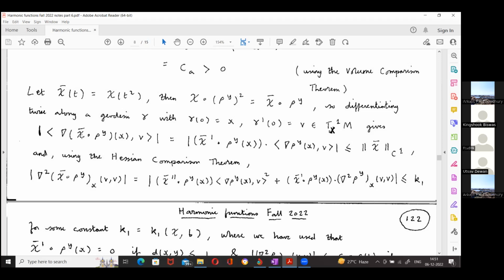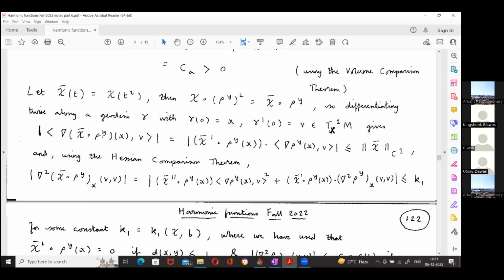That means that the gradient of this chi bar composed with rho y is bounded by the C1 norm of chi bar. Since this is true for all vectors v, that will give you an estimate on the gradient, on the length norm of this vector.